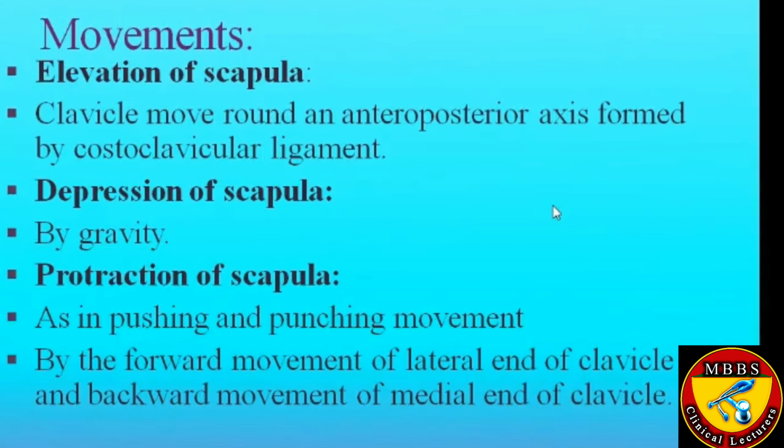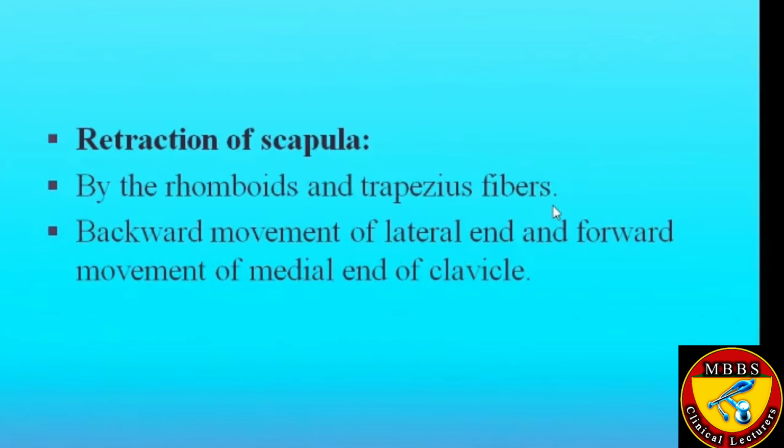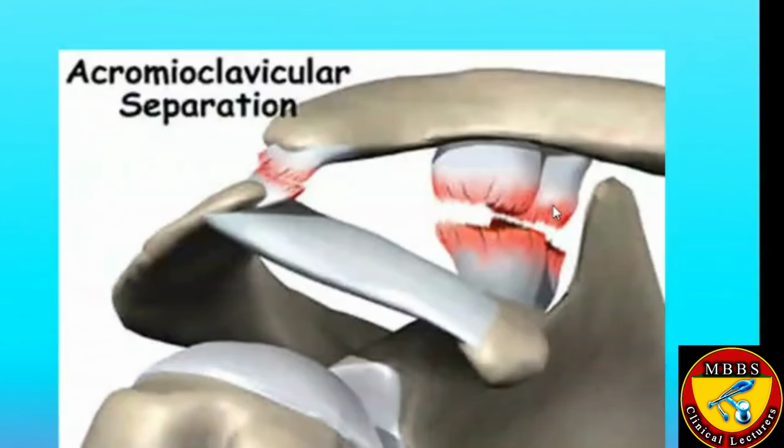If you look at the movements of the acromioclavicular joint, it is responsible for the elevation of the scapula. The clavicle moves round an anterior-posterior axis formed by the costoclavicular ligament. It also helps in the depression of the scapula through gravity, and the protraction of the scapula, as in pushing and punching movements, by the forward movement of the lateral end and the backward movement of the medial end of the clavicle. Then there is retraction of the scapula, helped by the rhomboids and the trapezius fibers, which is the backward movement of the lateral end and the forward movement of the medial end of the clavicle.